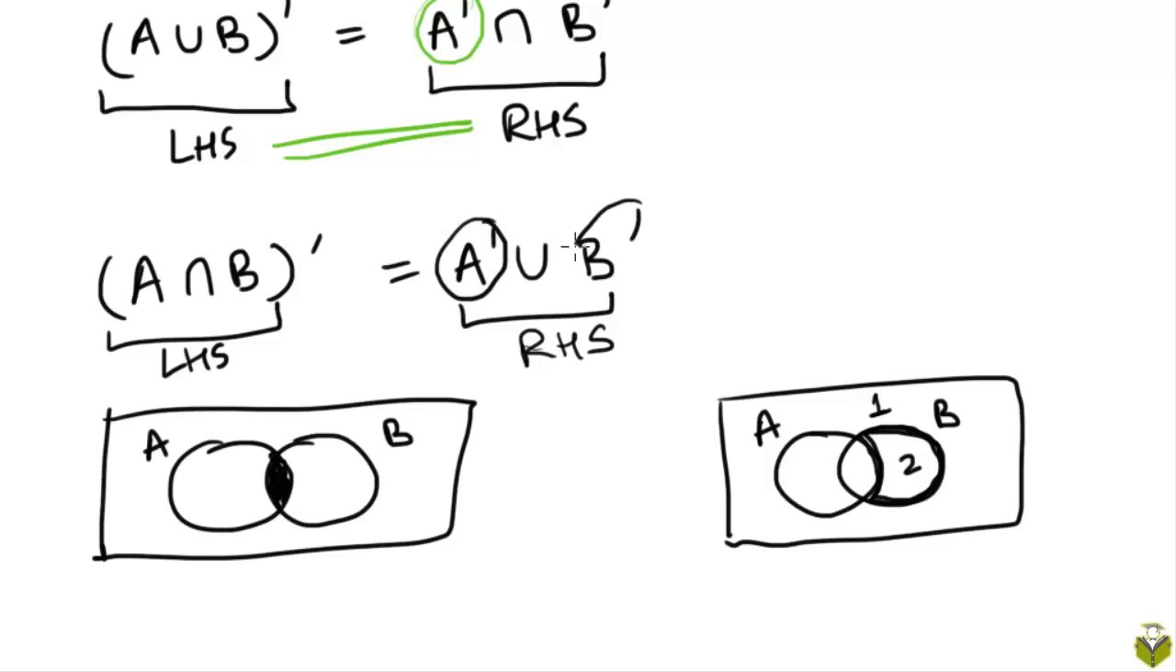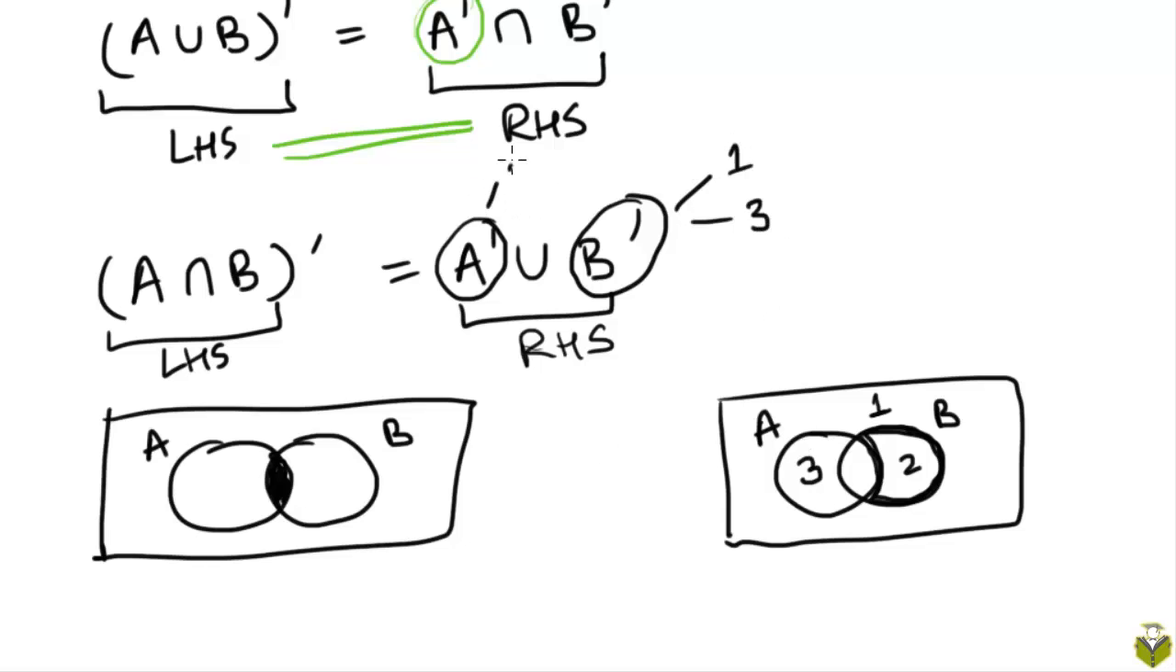Now we have to add B complement, or we have to take the union of these two regions with B complement. B complement is everything outside of the circle representing B. And again, everything outside of B is found in two regions. The first is region 1. Region 1 is the region that's outside of both A and B, so it's clearly outside of B. And the other is region 3, which is outside of B but inside of A. So B complement is made up of regions 1 and 3.